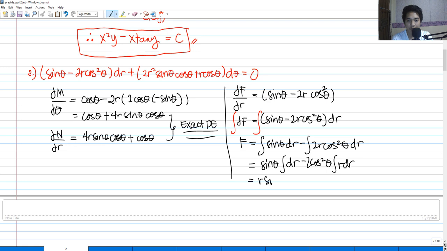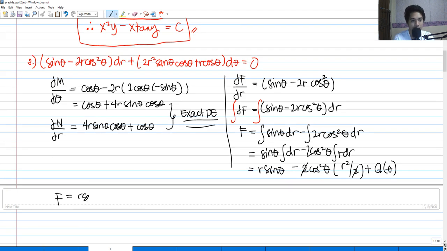So we have r sine theta minus 2 cosine squared theta, so we have r squared all over 2 plus q containing theta. Q of theta would be our q of y. Any term containing purely theta would be considered a constant. So these two will cancel, so that we are left with f of r sine theta minus r squared cosine squared theta plus q of theta.